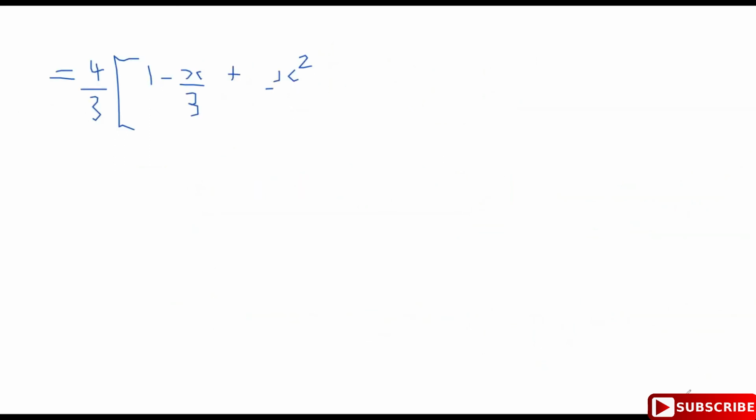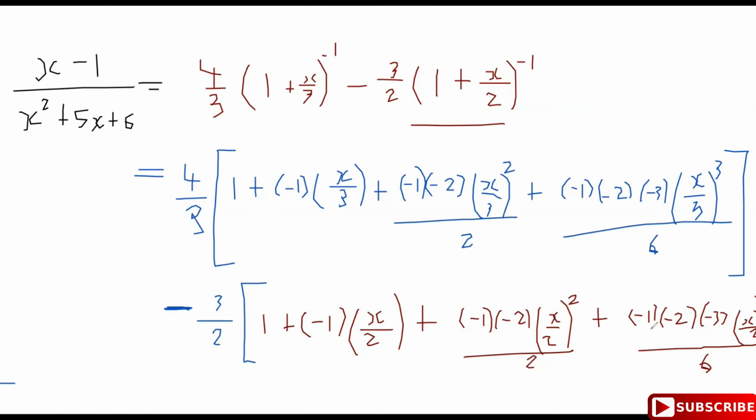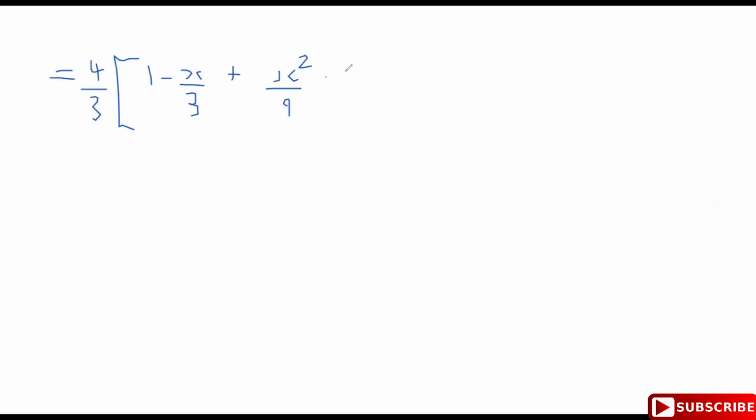Is it plus? Let's check again. Minus and minus, yes, plus. Now this one, minus, minus, and minus is minus. But the 6 right here cancels the 6 here. So we get x cubed over 3. X cubed over 3 is x cubed over 27. So that's minus x cubed over 27. Then we'll close that bracket.